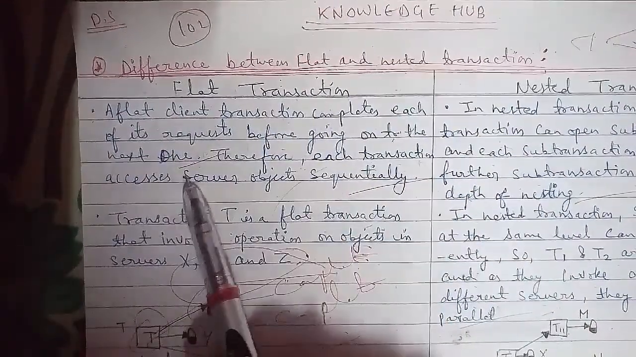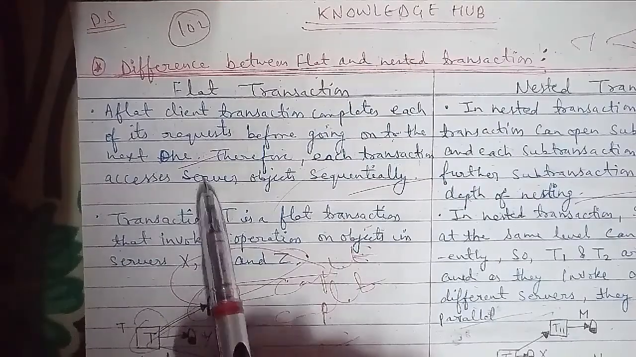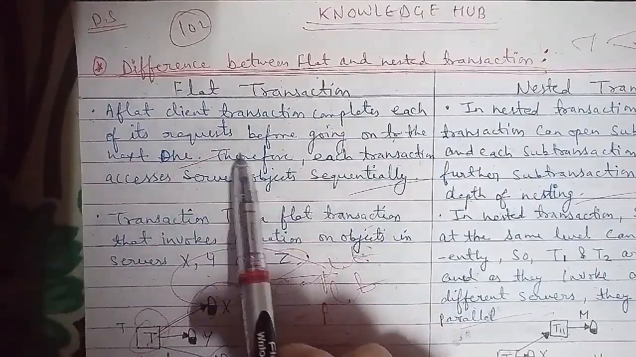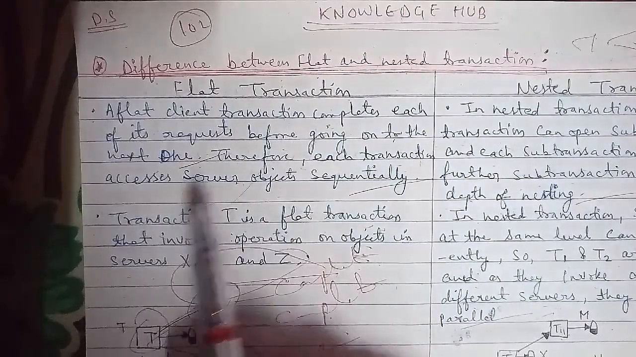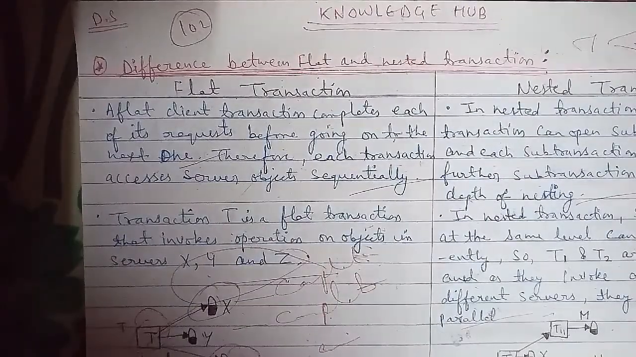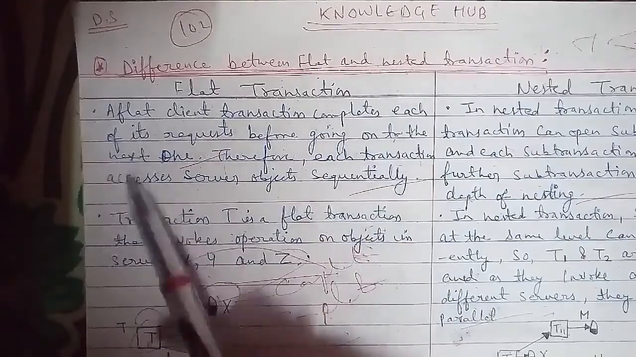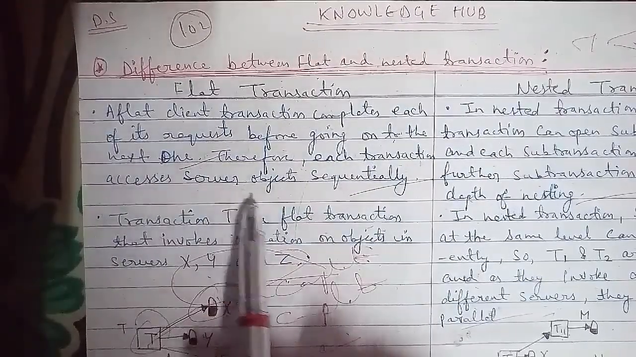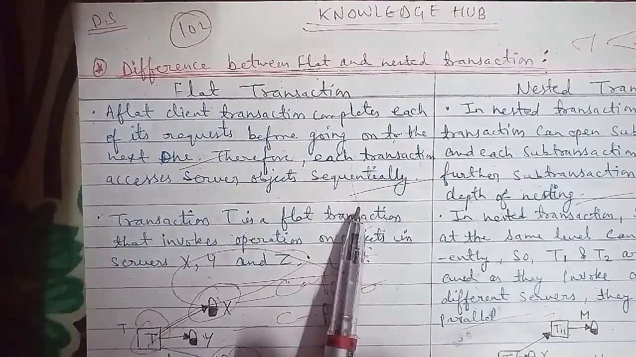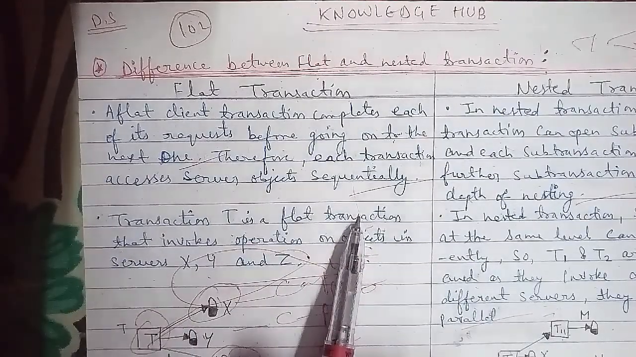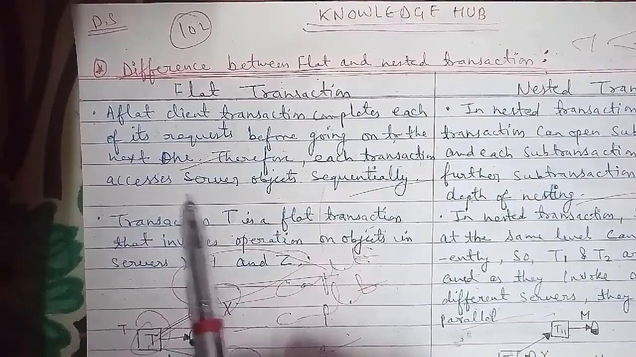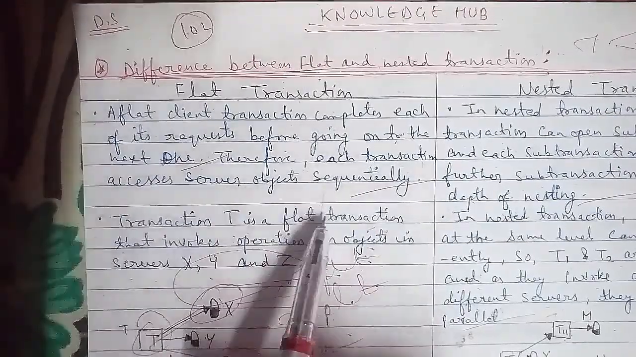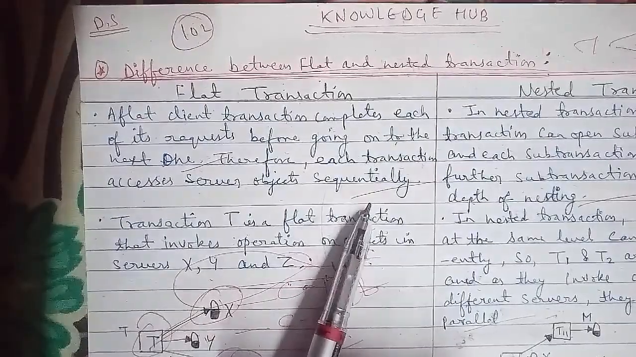So here you can see that फ्लैट ट्रांजेक्शन्स या फ्लैट क्लाइंट ट्रांजेक्शन जो होते हैं वो तब तक कंप्लीट करते हैं जब तक कि आपका जो पहले से रिक्वेस्ट नहीं हुआ है सबको पहले कंप्लीट करते हैं. देन आफ्टर दे मूव ऑन विद द नेक्स्ट वन. देयरफॉर ईच ट्रांजेक्शन एज अ सर्वर ऑब्जेक्ट सिक्वेंशियली, एंड दैट्स द रीज़न कि ये जो फ्लैट आपका ट्रांजेक्शन होता है वो ईच हर एक ट्रांजेक्शन को सर्वर एसेस करता है बाय द ऑब्जेक्ट एट अ सिक्वेंशियल लेवल.